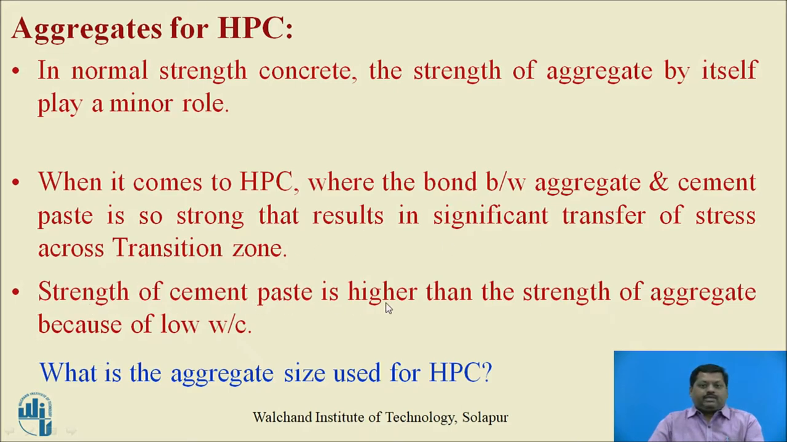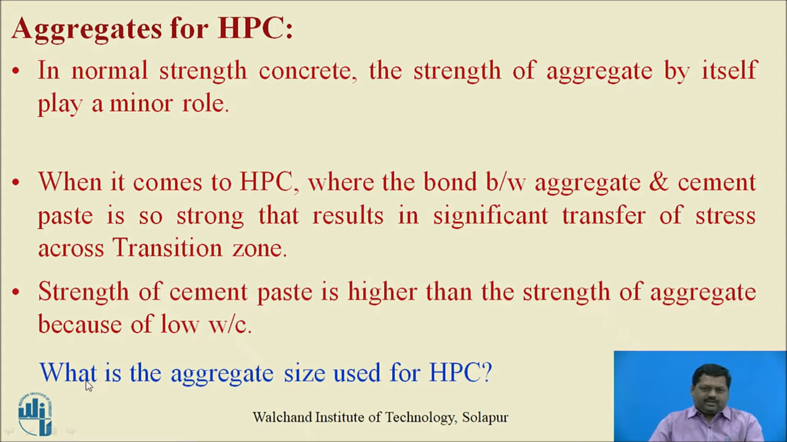Strength of cement paste is higher than the strength of aggregate because of low water cement ratio. In case of normal concrete, the strength of aggregates is more than the matrix or the cement paste. But in case of high performance concrete, strength of cement paste is higher than the strength of aggregate. This is because of only low water cement ratio. When the water cement ratio is reduced, this paste becomes very hard.